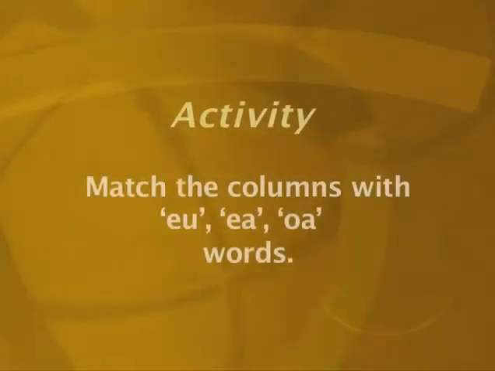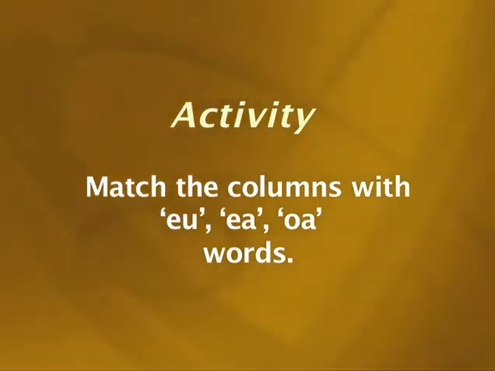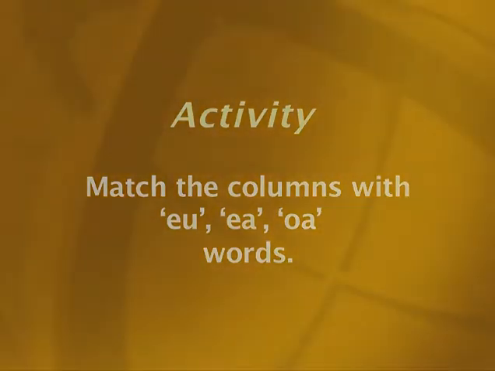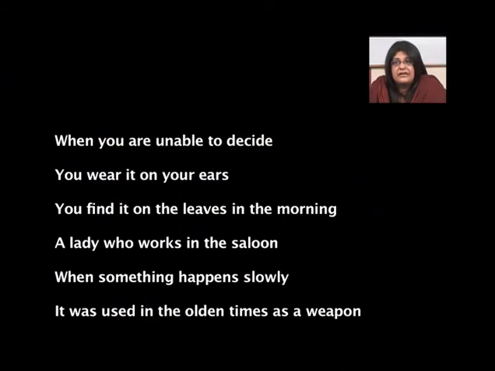Now let's try to apply what we've learnt in our next exercise. In this exercise, we have to match the columns with ew, ua, and ear words. I'll read the first column for you, column A, and then the column B. Give you a moment to match the columns, then we'll discuss the solutions. Statements in the column A. When you are unable to decide. Next, you wear it on your ears.